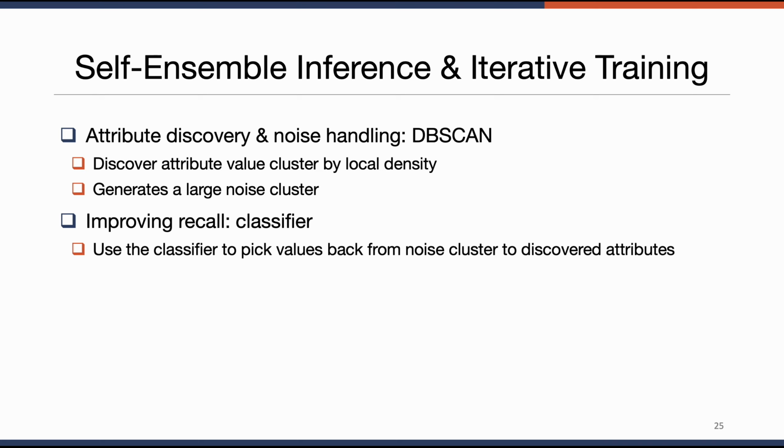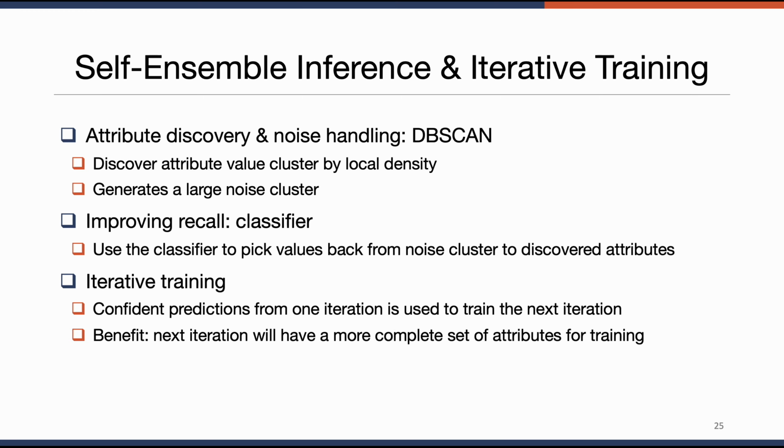To resolve that issue, we took the classifier from our fine-tuning step, and we applied the classifier on the noise cluster to pick useful stuff back from the noise cluster and put them into the correct attribute clusters. So the overall inference step is a self-ensemble, which combines different parts of our model. The representation fine-tuning and inference can be run in an iterative way. After one iteration of the model, we have confident predictions, and then we can combine those confident predictions with the weak supervision we have and further fine-tune the representation and generate better attribute clusters.